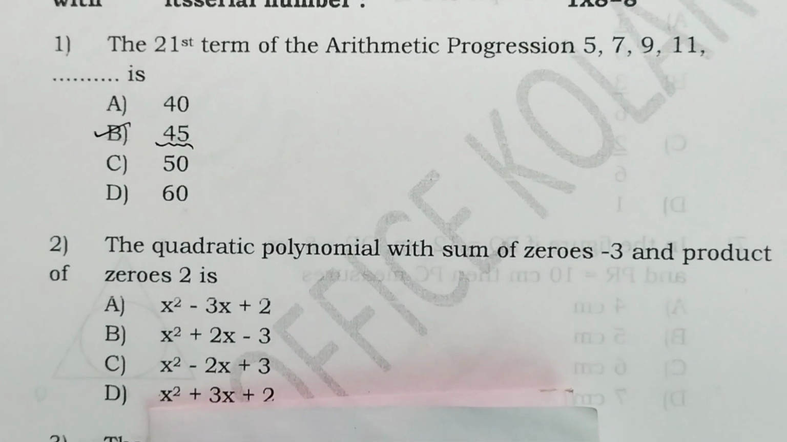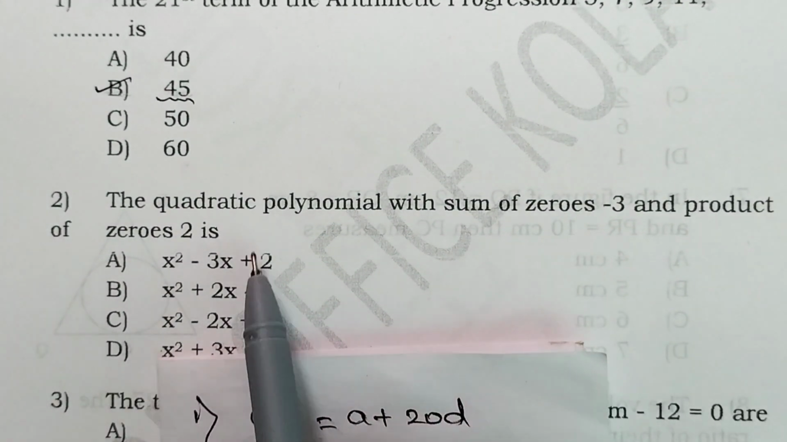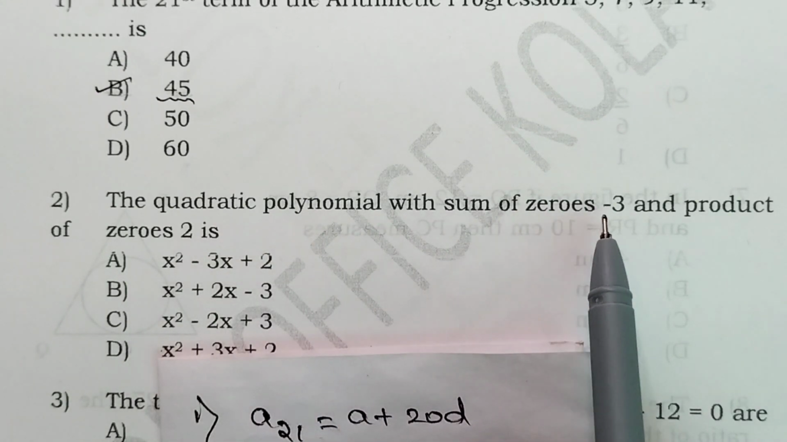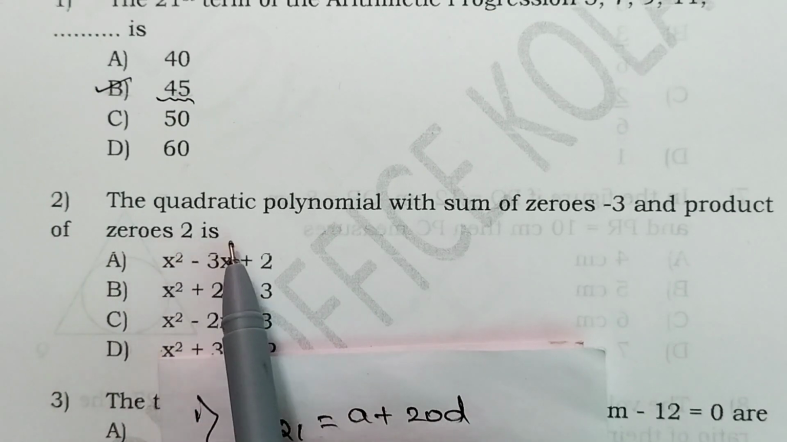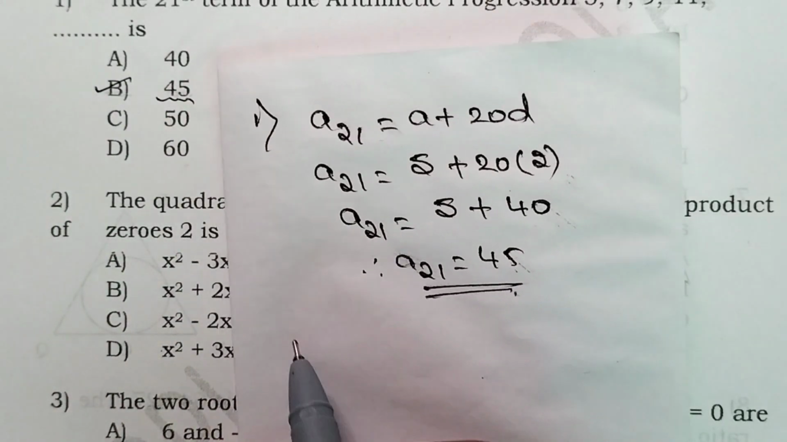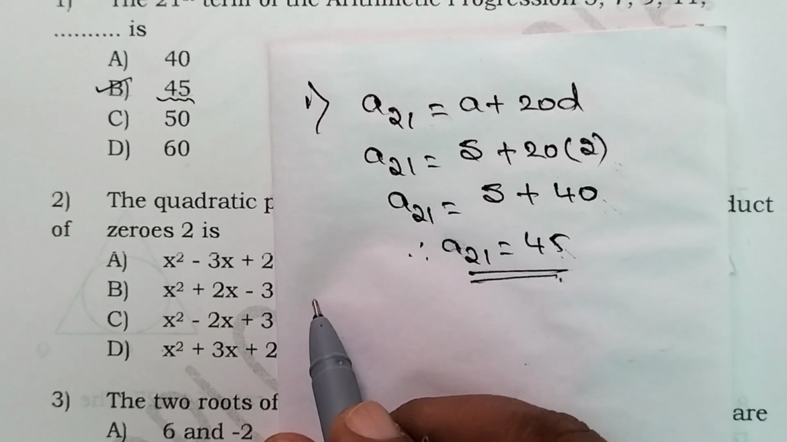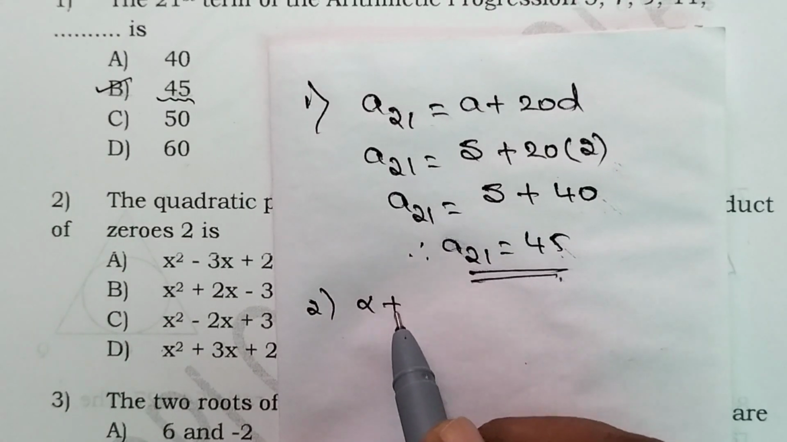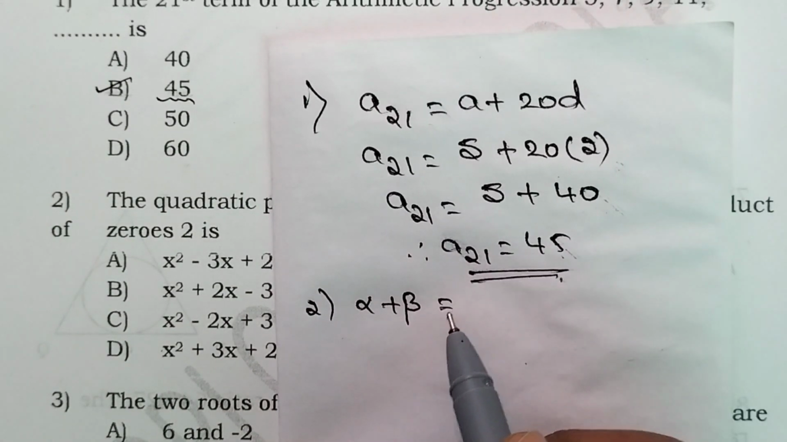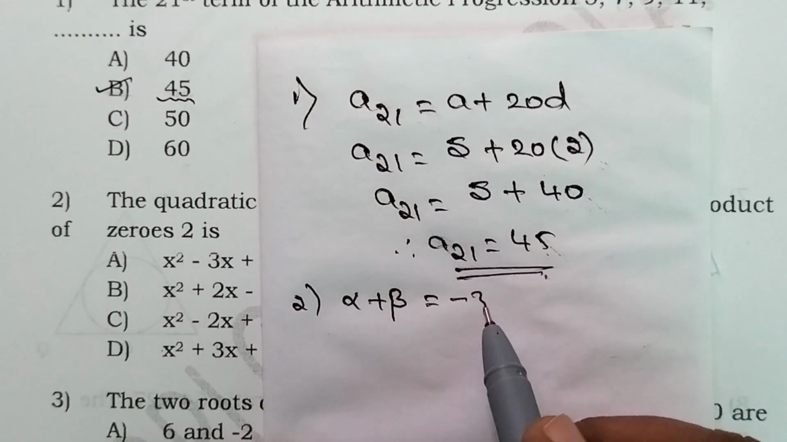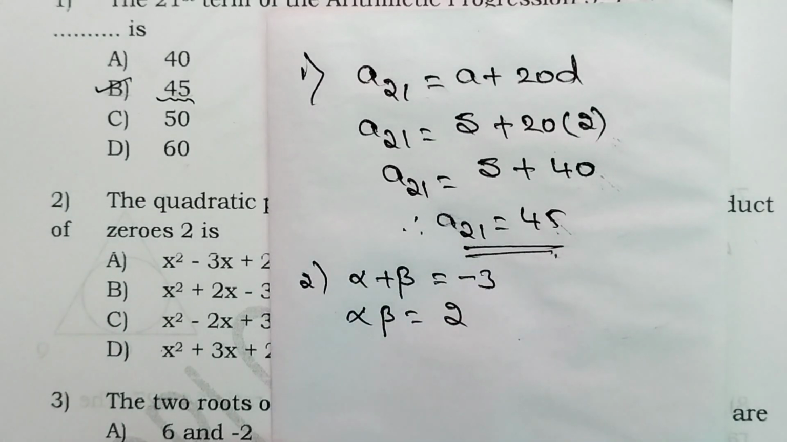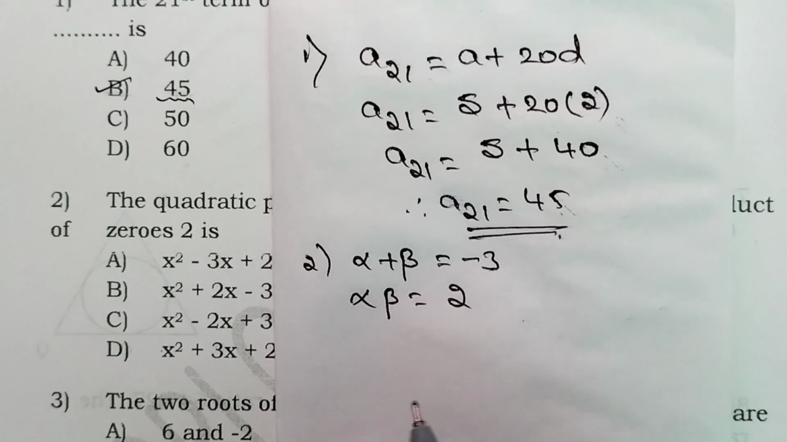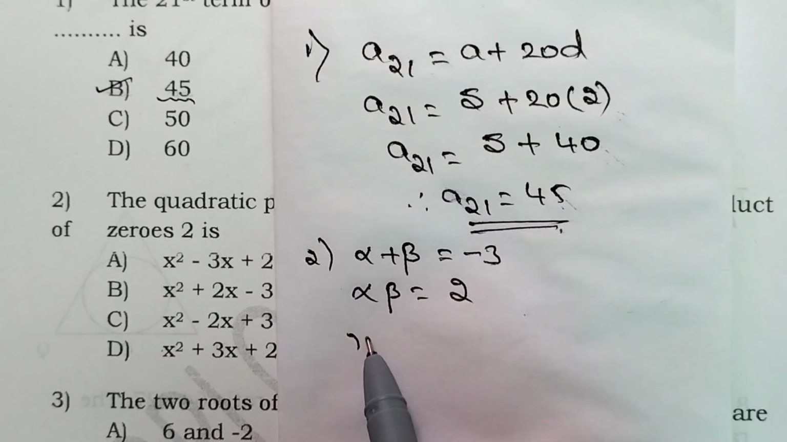Then let us answer the second question. The quadratic polynomial with sum of zeros minus 3 and product of zeros 2 is. So they have given alpha plus beta, which is equal to minus 3, and alpha beta, which is equal to 2. The sum of the zeros is minus 3 and the product of the zeros is 2. So we have to make a quadratic polynomial.